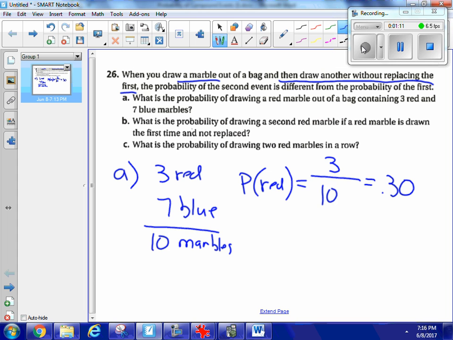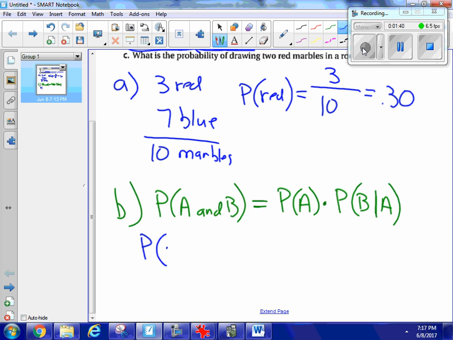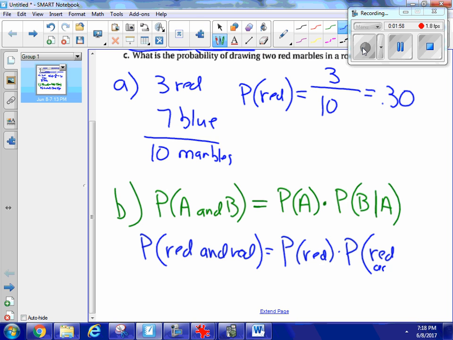Now the second question says, what is the probability of drawing a second red marble if a red marble is drawn the first time and not replaced? So here's the formula for this kind of problem. It's a compound event, and they are dependent events. So I would write P(red and red again) equal to P(red) times the probability of red again after I pulled out my first red.